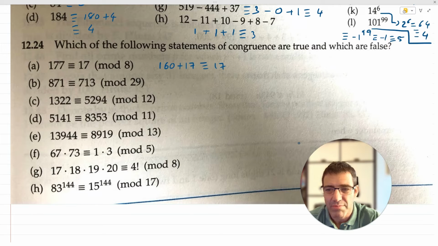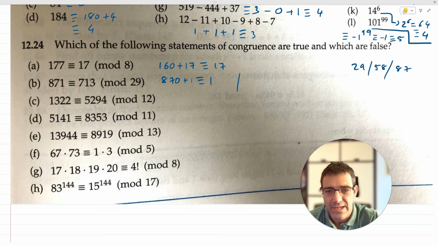Okay, 871 mod 29. Now this looks really intimidating. So what we can do here is we can think of multiples of 29. So I'll just list them up here for you. So we've got 29. 29 times 2 is 58. And then 58 plus 29 is going to be 87. So we've got some multiples of 29, which we can use here. If we look at those multiples, 87 is pretty good because you could say that this is 870 plus 1, which is going to be congruent to a 1 because 870 is a multiple of 29, which is a 0.